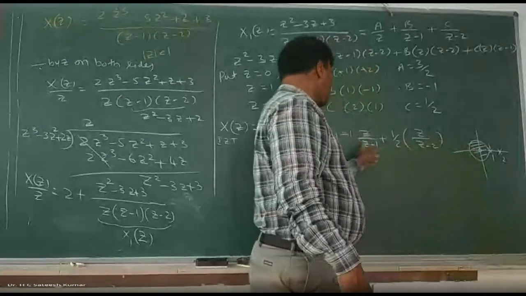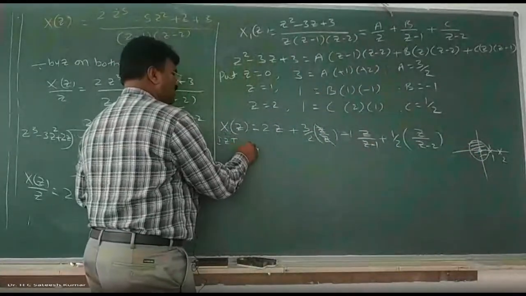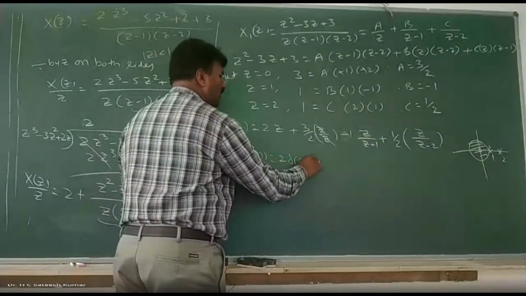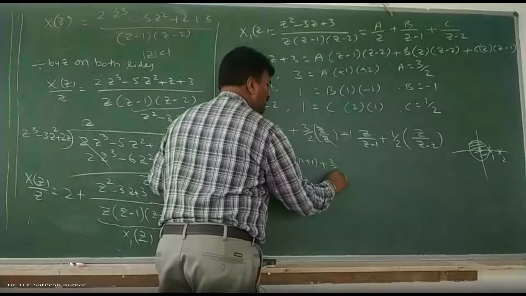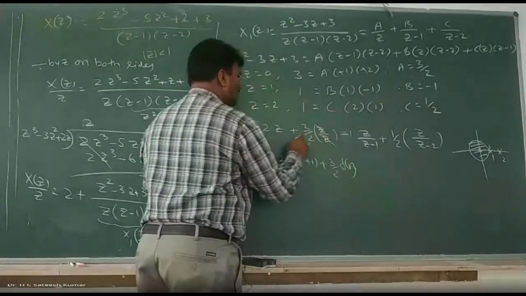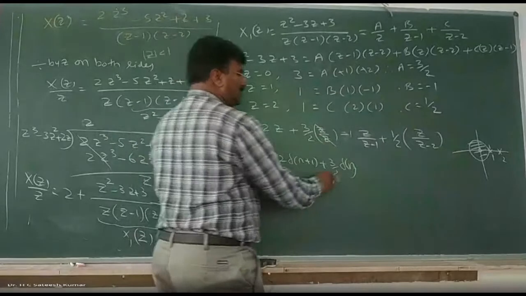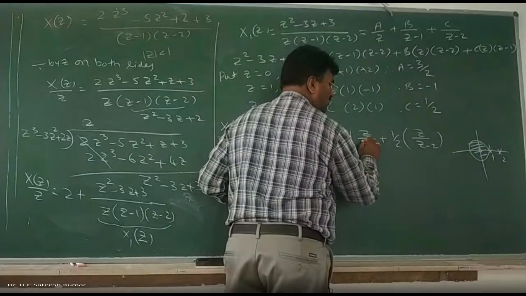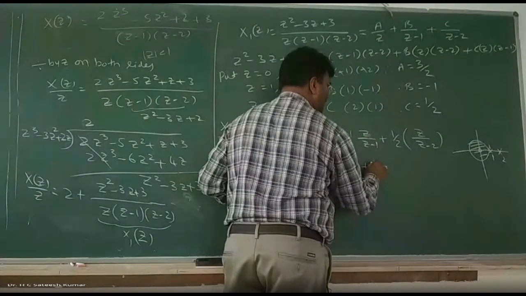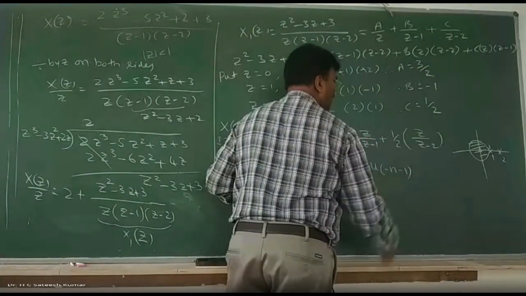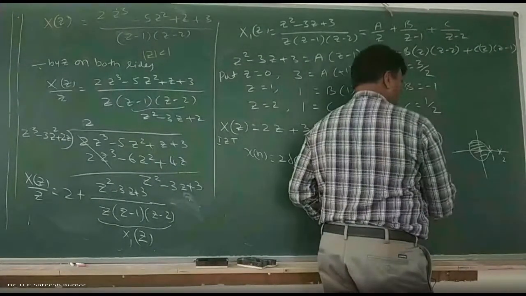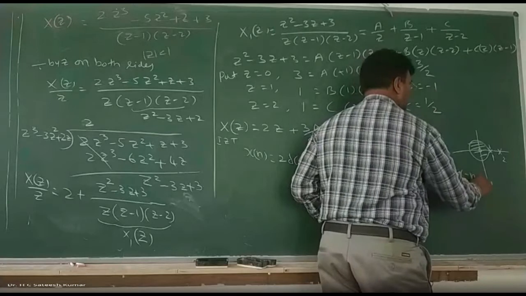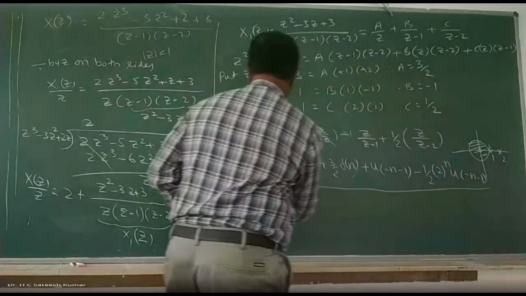Now all of them are left-handed sequences. Therefore, what should you write? Taking the inverse Z transformation, x of n is equal to 2 into delta of n plus 1, plus 3 by 2 into delta of n. Constant, no? Then there is delta of n minus 1, and for the left-handed sequence, minus 1 by 2 into 2 power n into u of minus n minus 1. That's how we should do it.